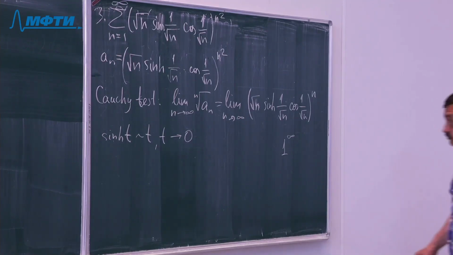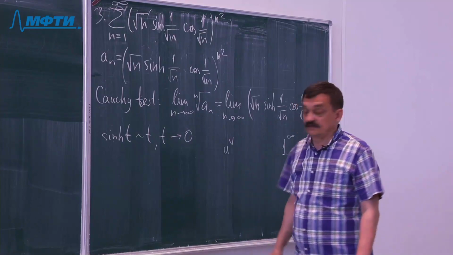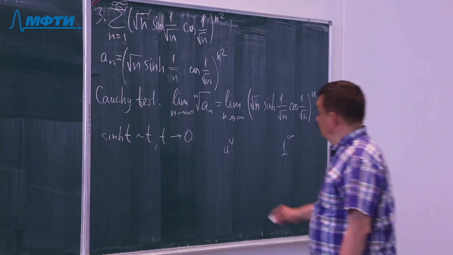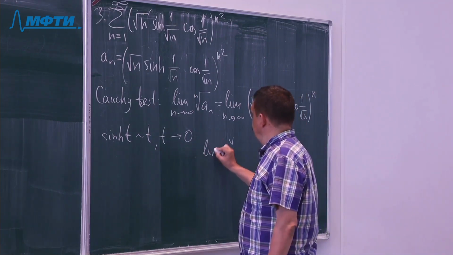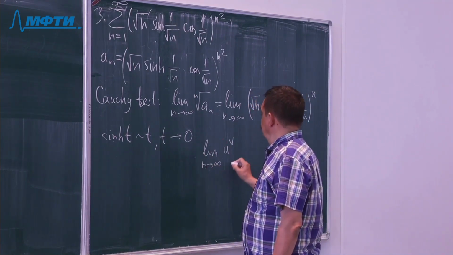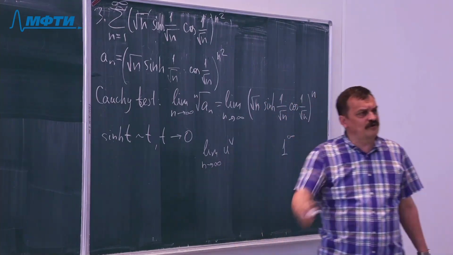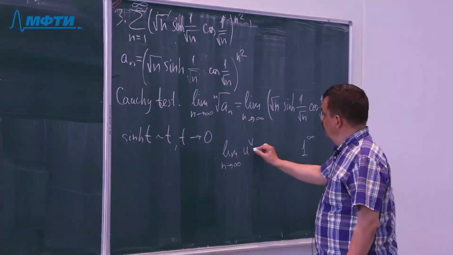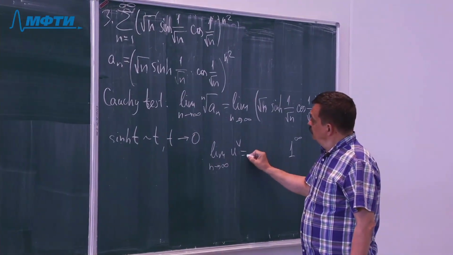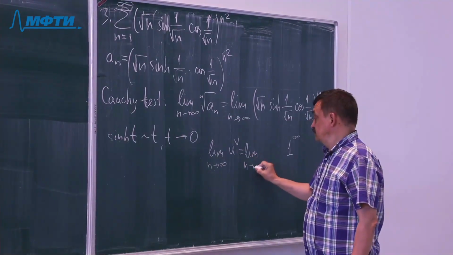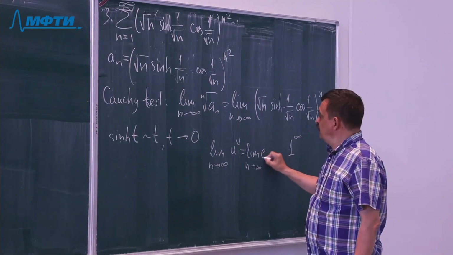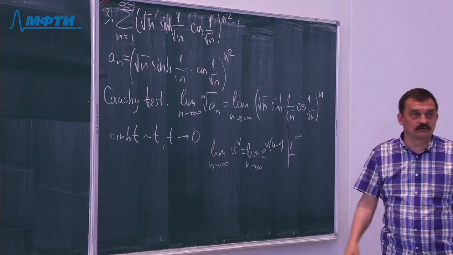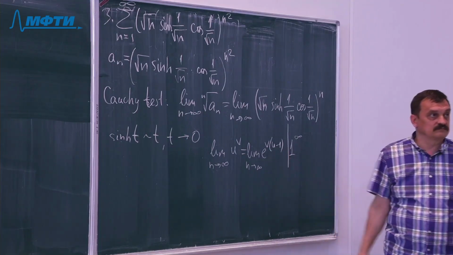And there was a rule how to compute limits of expressions of this kind. What you need if you have such a case, it doesn't matter, n tends to infinity or x tends to something, arbitrary limit. That is, limit as n tends to infinity of e to the power v times (u minus 1). That is the rule.